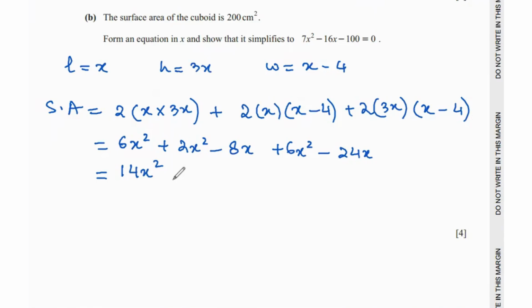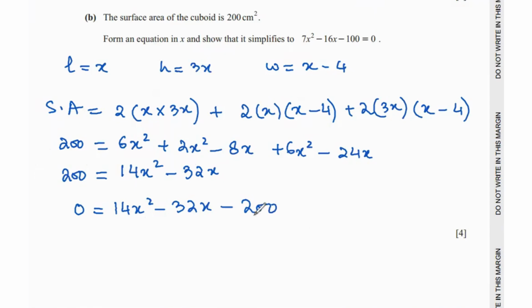14x squared minus 32x. So the surface area equals 200 as given in the question. So collect all the terms on one side: 14x squared minus 32x minus 200. All of them can be divided by 2. So that gives us 7x squared minus 16x minus 100 equals 0, as given in the question as well.